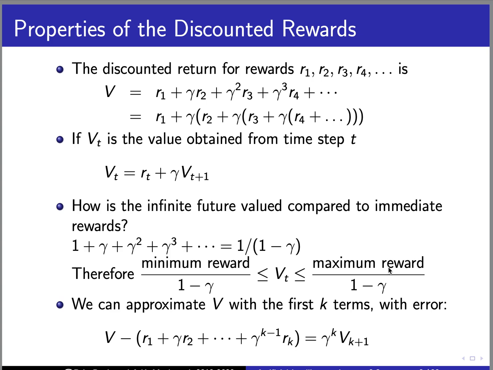And the other thing we can do is, if you just think about the first k terms and you want to get the error, the value minus the first k terms, well, that's equal to gamma to the k times V of k minus 1. So the error drops down exponentially with k. If we approximate it with the first k terms, the error is going to drop down exponentially fast. Okay, so it's useful to know.